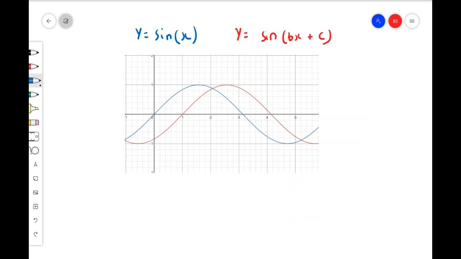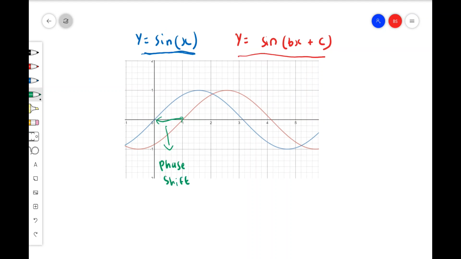Now let's derive the equations for the phase shift and the period of a sinusoidal function. Over here we can see that we have a blue graph, which is y is equal to sine of x, and a red graph, which is y is equal to sine of bx plus c, which is the same thing as y equal to sine of x, but it's shifted through a horizontal translation. Here we can see that this value is the phase shift of this equation.